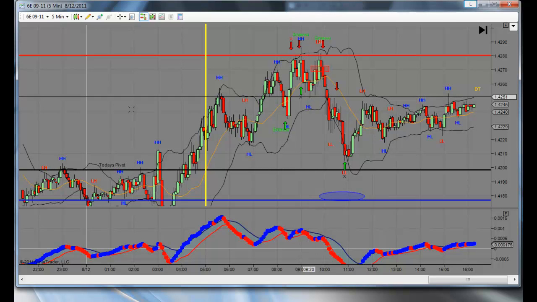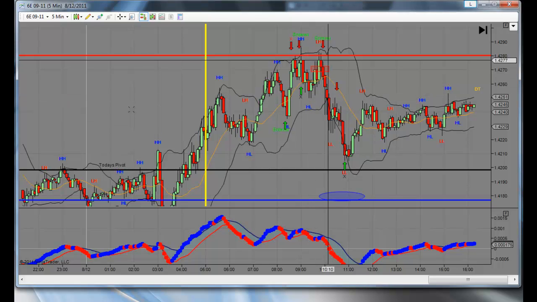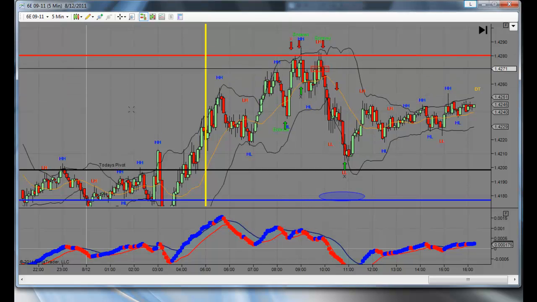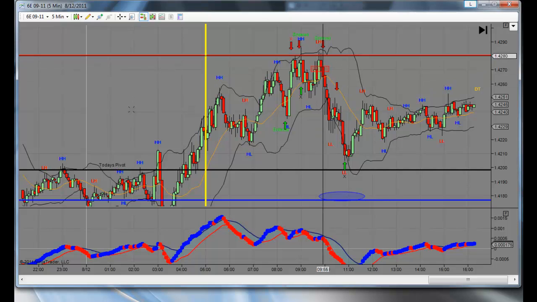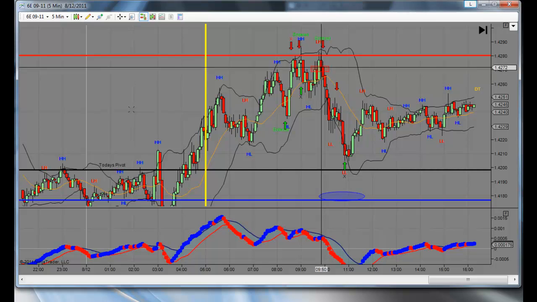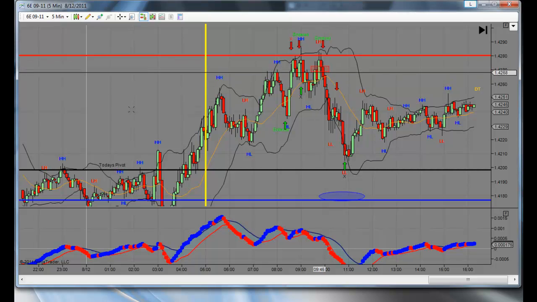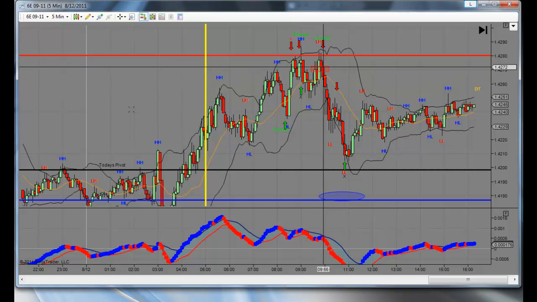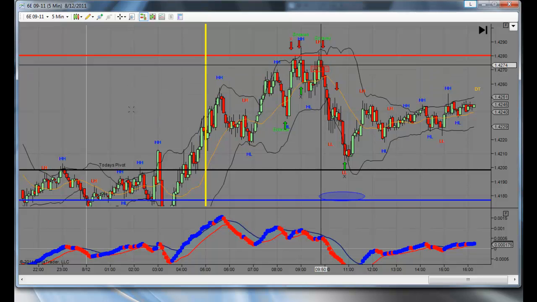I did not want to take anything up on the long side, as I had this ceiling in place. And when we got up into this area, I was looking for this to hold and an opportunity to get short. During the course of the day, I was looking to get short in this area, and I was hoping to find some kind of a reversal bar in here which would enable me to get short and run this market down to the support that I had at 1.42.